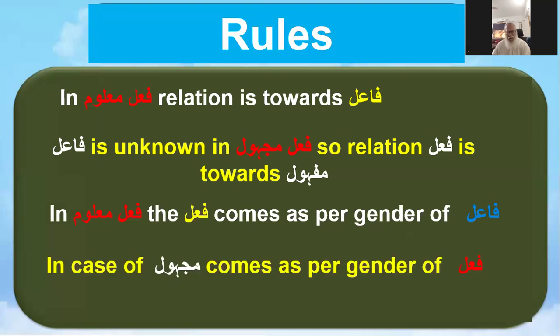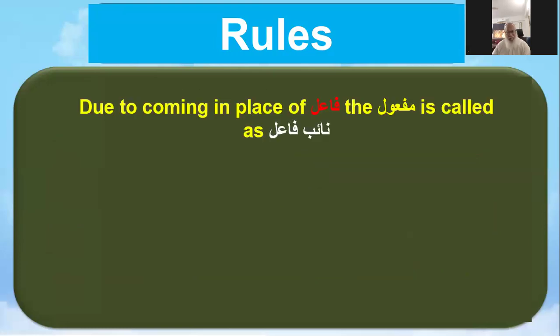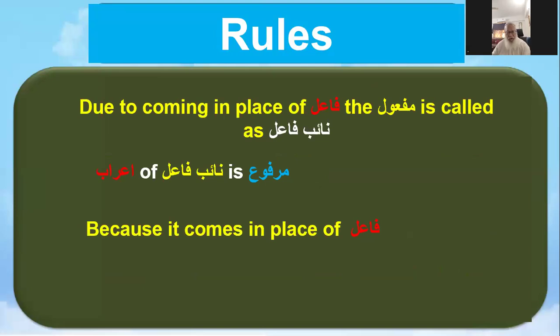In the case of majhul, the verb comes as per the gender of the naib fail. It is according to the sigha, 1, 2, 3, 4, 5, up to 14. Accordingly, the majhul verb will come like that. Due to coming in place of the fail, the maf'ul is called naib fail. We have discussed that. Just like the fail, the irab of the naib fail will be marfu, though it is maf'ul, because it comes in place of the fail it will have the rafa sign.